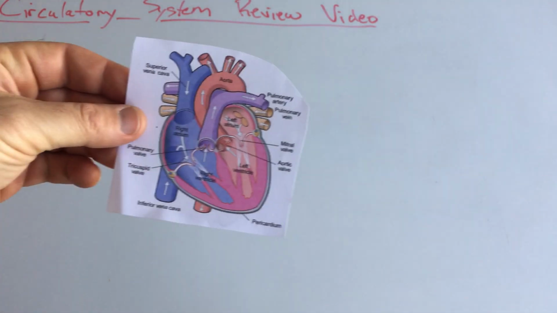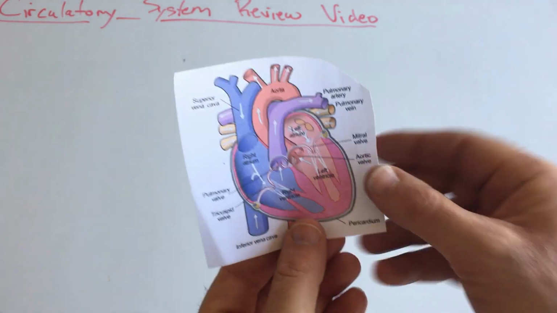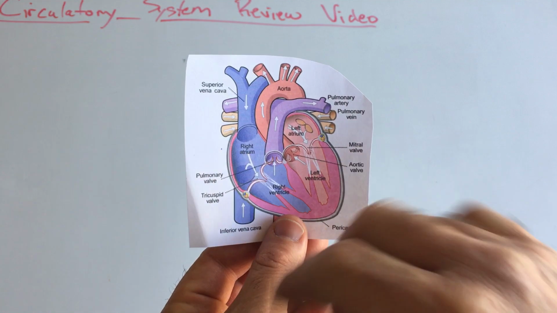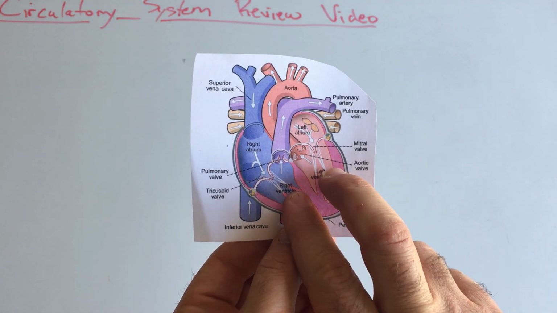And it has four bits to it. It has two upper bits. That's where blood comes in. So these are the receiving bits. And then it has two lower bits. That's where blood goes out.